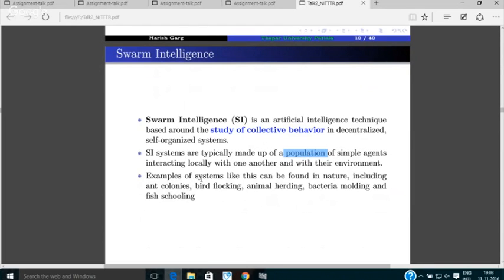So examples of these systems are nature's ant colonies, bird flocking, animal herding. You see on your National Geographic channels or somewhere, like sheep are always moving in their group. Bacteria, as for the biotech students, and fish schools, if somebody has seen them, they are all moving in the same direction, and so on.